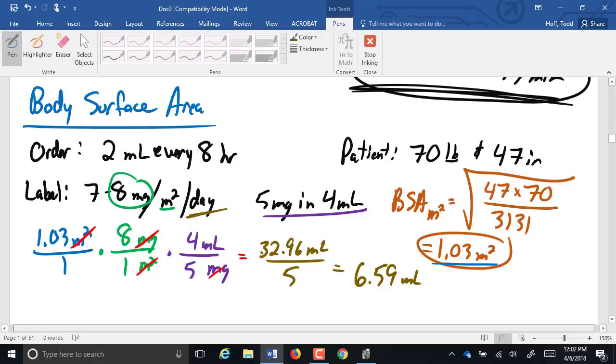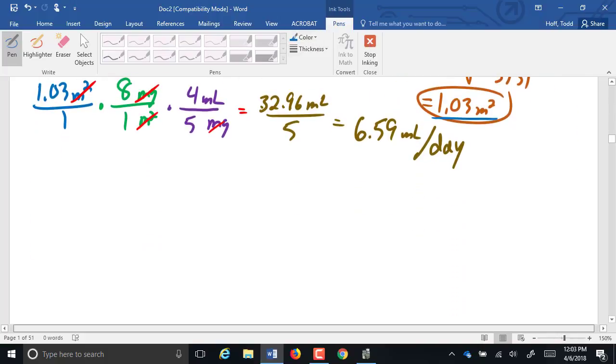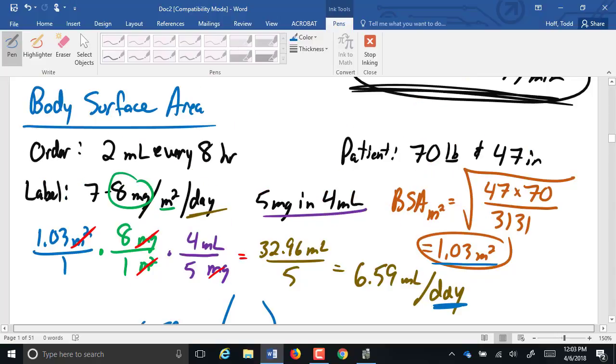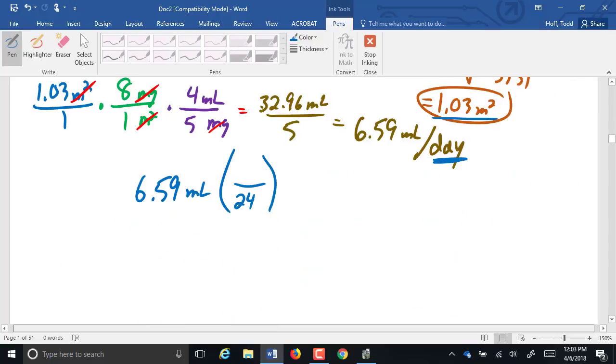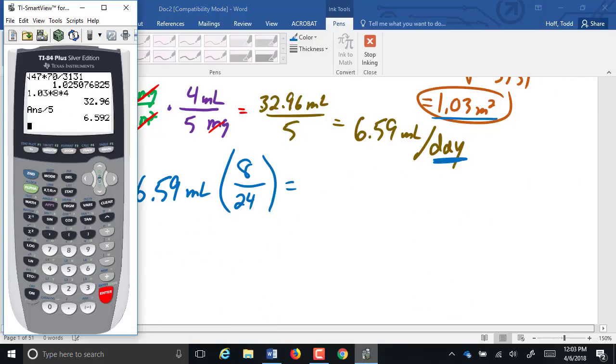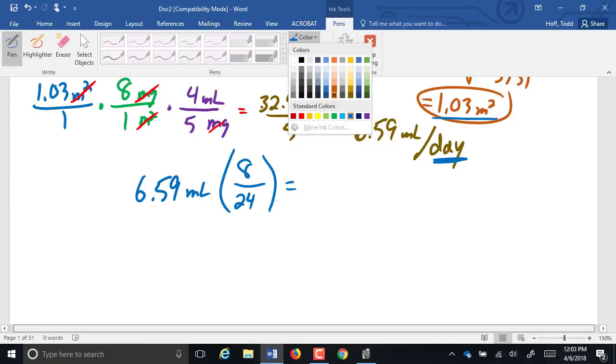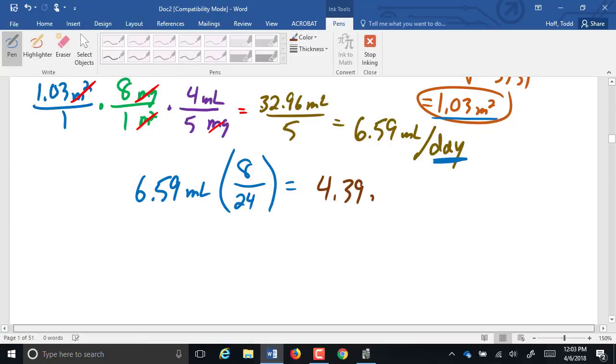The timing, though, is per day. So we need to now adjust that 6.59 milliliters. 1 day is 24 hours. The doctor's orders were every 8 hours. So 6.59 times 8 divided by 24 is 4.39 milliliters every 8 hours is a safe dose.